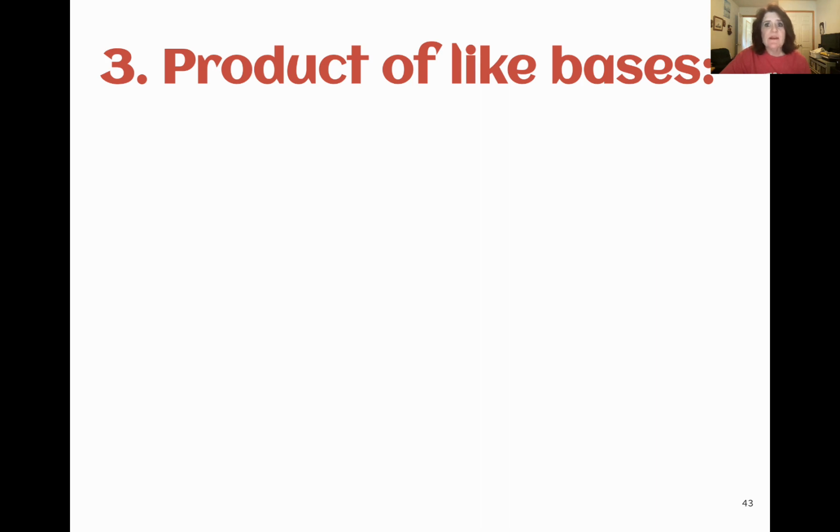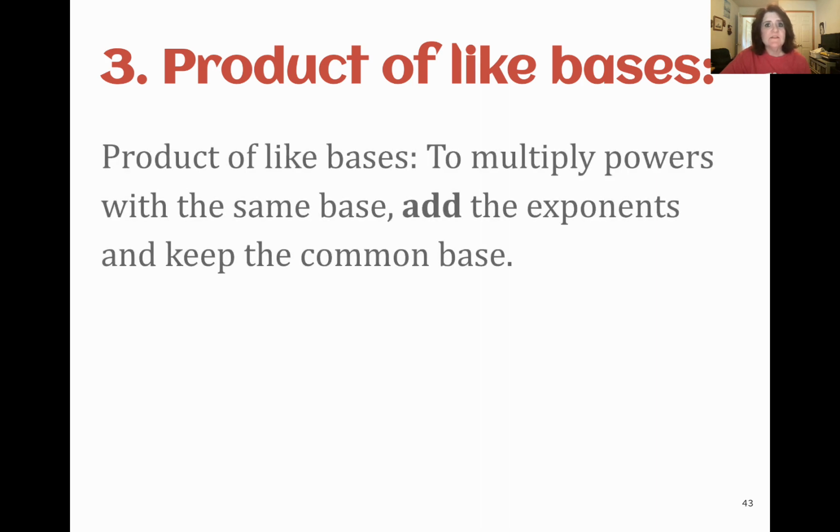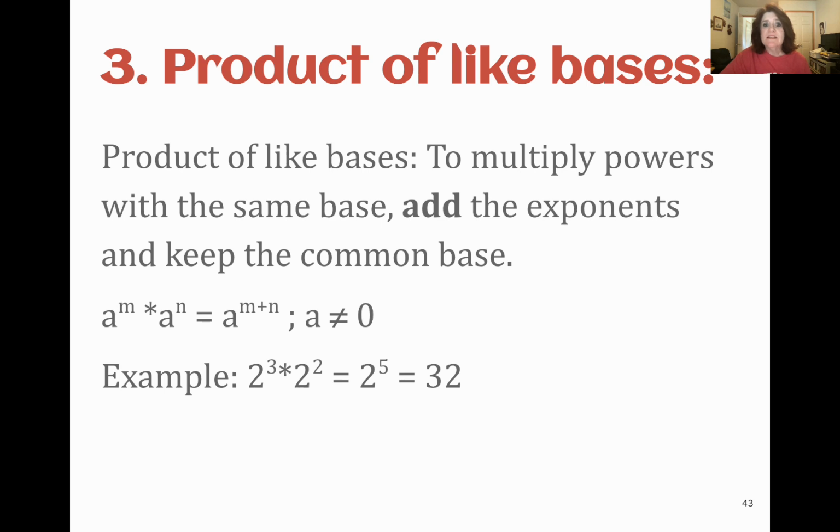Rule 3 is the product of like bases. Product of like bases means to multiply the powers with the same base. You add the exponents, keeping the common base. So a to the m times a to the n is really a to the m plus n. Example would be 2 to the third times 2 to the second is really just 2 to the fifth. And if you calculate that out, that would be 32.